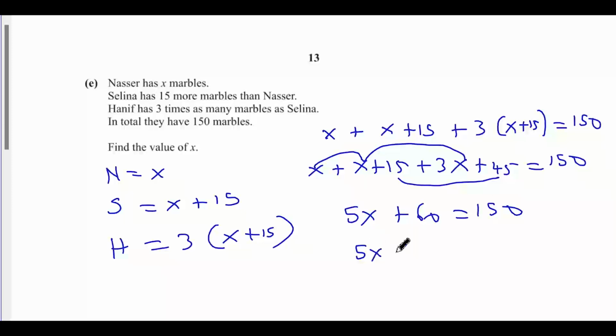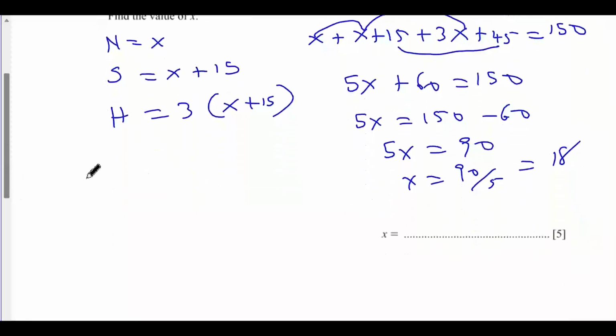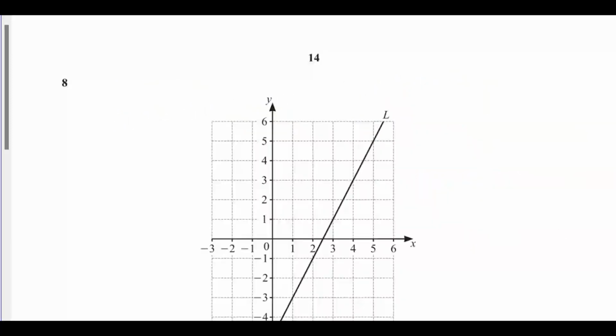So 5x equals 150 minus 60. We have 5x equals 90. Then x equals 90 over 5, which is equal to 18. So that means the value of x is equal to 18. So let's go to the next question. That will be question 8.